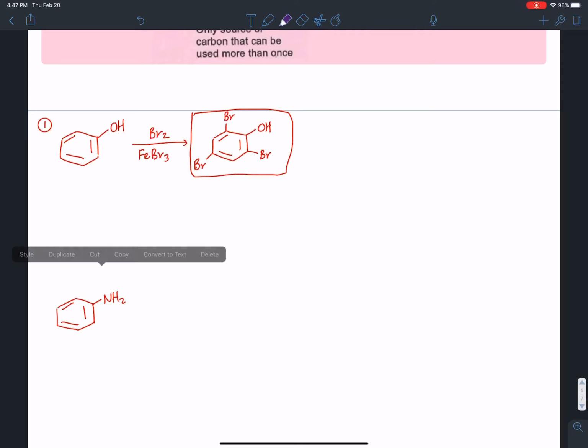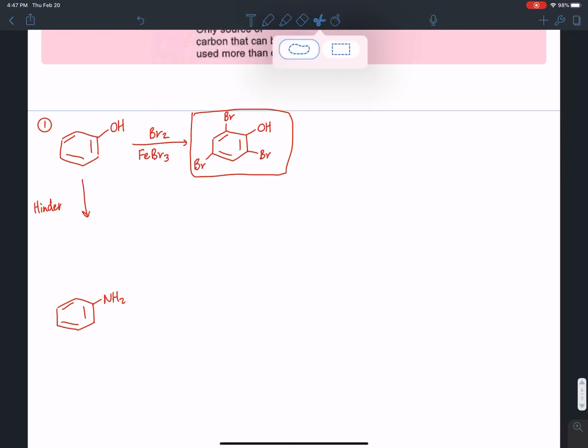So we need a way to hinder this OH. We need to hinder it so that we can only do the reaction once, and then we need a way to take it off again. So the first reaction we're going to learn is to hinder this, and to hinder your OH, the reagents we're going to use are these. You're going to use NaH with CH3I.